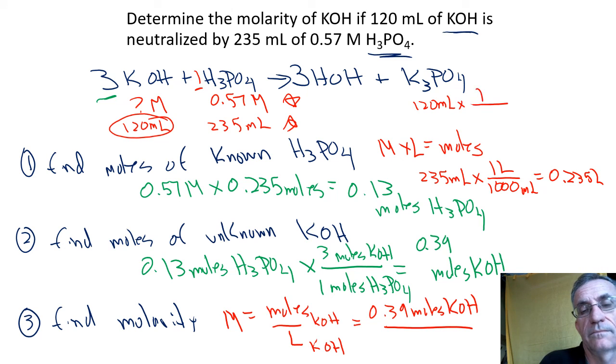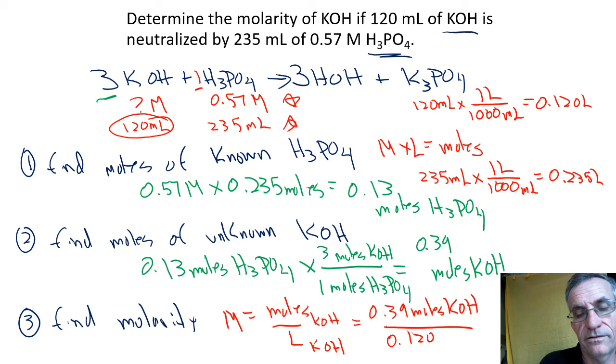So you divide by 0.120 liters. All right, if you worked it out, the final answer, which you should have gotten in this last step, should have worked out to be 3.3. 3.3 would be the molarity.